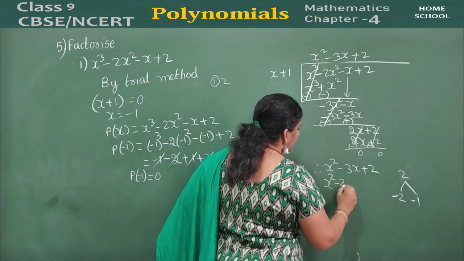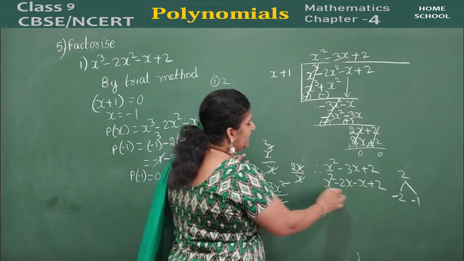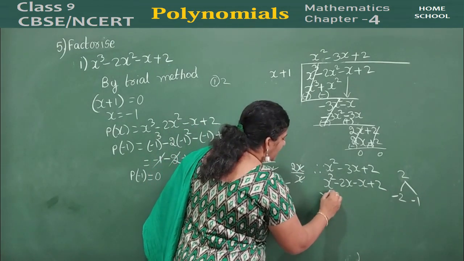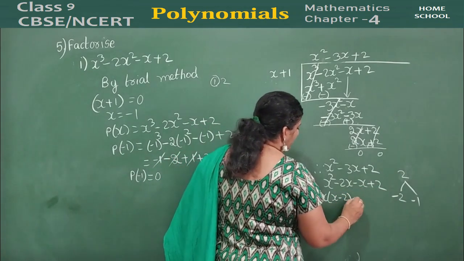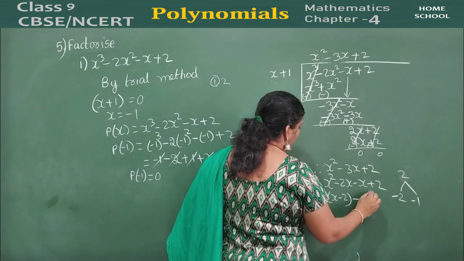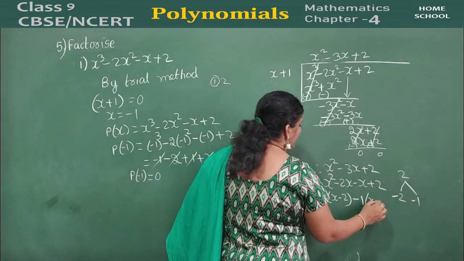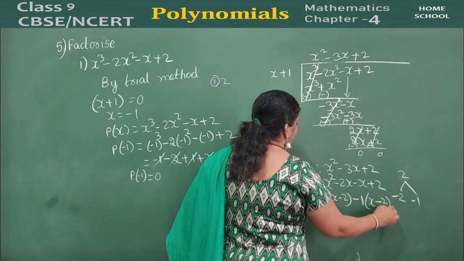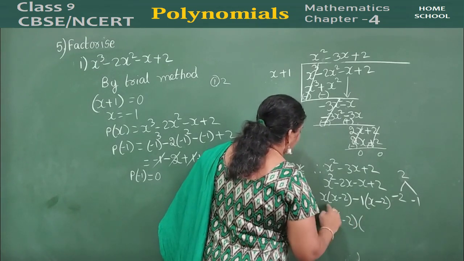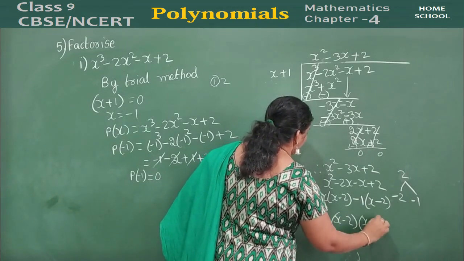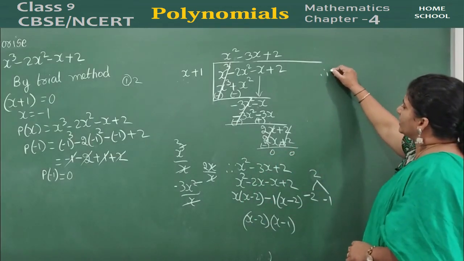x square minus 2x minus x plus 2. In these two, what is common? x is common. x minus 2. And in these two, what is common? Nothing is common. So, I'll take 1. When you are taking negative outside the bracket, this positive sign becomes minus. Now, in these two, x minus 2 is common. Take it out. Now, what is left? x, and here minus 1. Therefore, finally, what can you say?